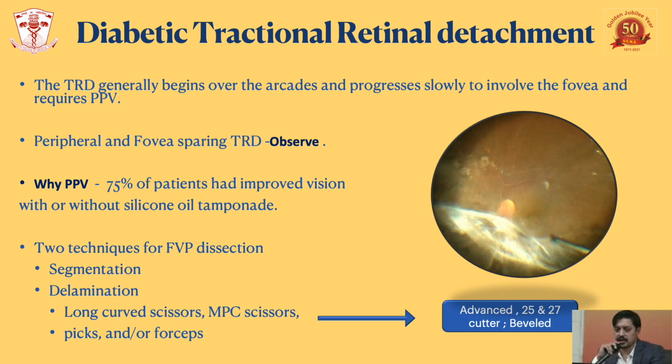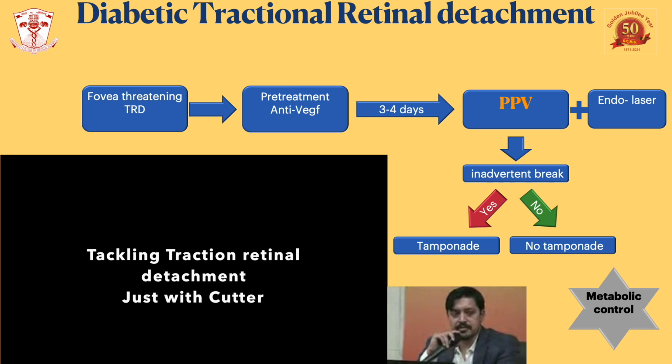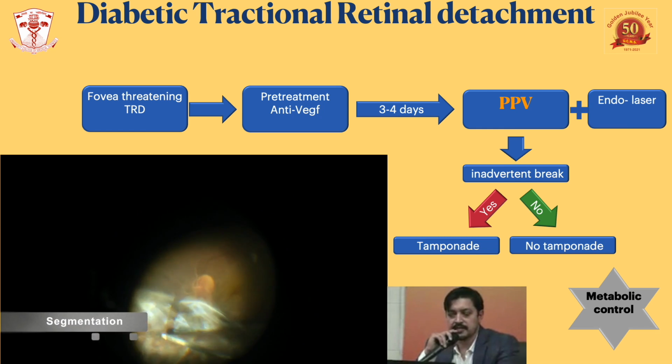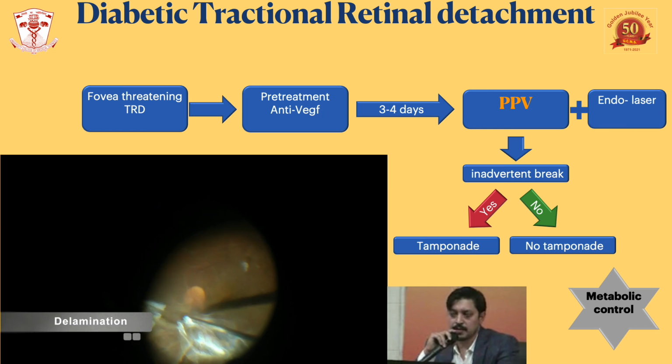The techniques for TRD are segmentation and delamination, which were initially done with curved forceps, scissors, picks and other instruments. But now the cutters, which are finer and have lower ports, are good enough to do a complete vitrectomy. What I prefer is, when there is a fovea-threatening TRD, I give a pre-treatment with anti-VEGF for 3-4 days, then do a PPV with endolaser.